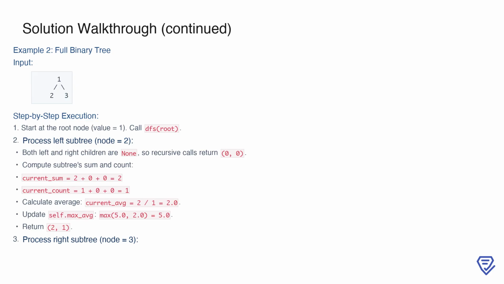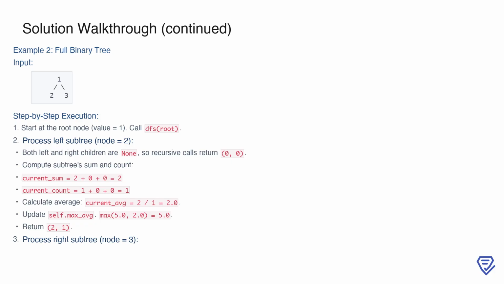Now, we examine a full binary tree with a root value of 1 and 2 children, 2 and 3. Starting at the root, we first process the left subtree. The left child, node 2, has no children, so the left and right subtree contributions are both 0. The sum and count for this subtree are calculated as the value of the node plus the contributions from its subtrees, resulting in a sum of 2 and a count of 1. The average is 2.0, but the maximum average remains 5.0 since it's larger. After processing the left subtree, the function returns the sum and count as 2, 1.